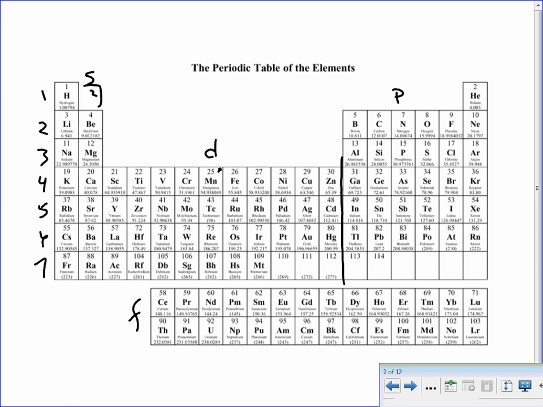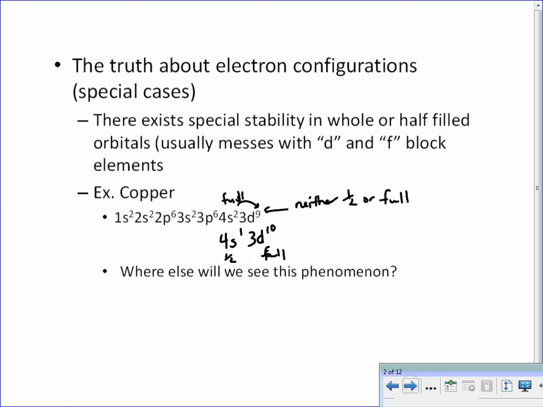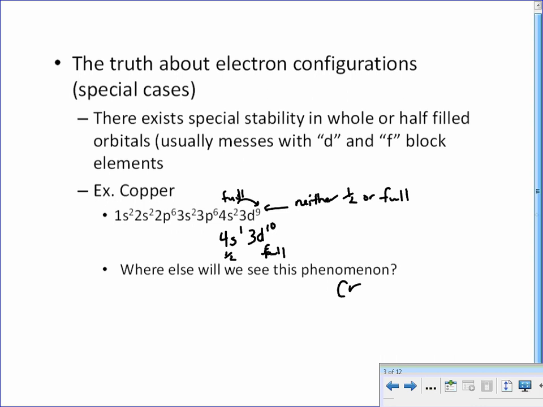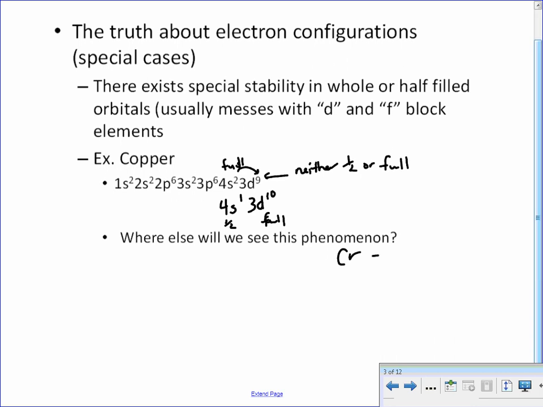So if you look at chromium's family, that whole family tends to end in s2 is how we would normally write it, and then it would be d4. But by moving one electron over, we end up with s1, d5.